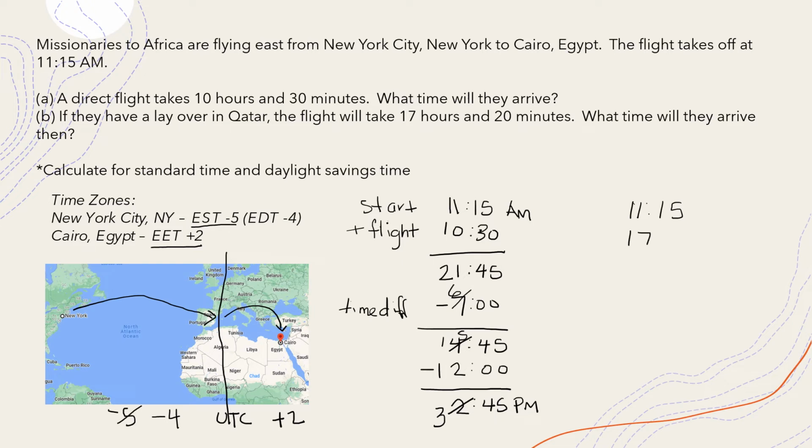I'm still going to add on the time it takes for my flight, which is going to be this 17:20. When I do that, and I add these together, this gives me 28:35. Now, with my 28:35, I'm still going to do the same thing I did over here. My time difference is still a 7. That doesn't change. So I'm still going to adjust it for the time difference.